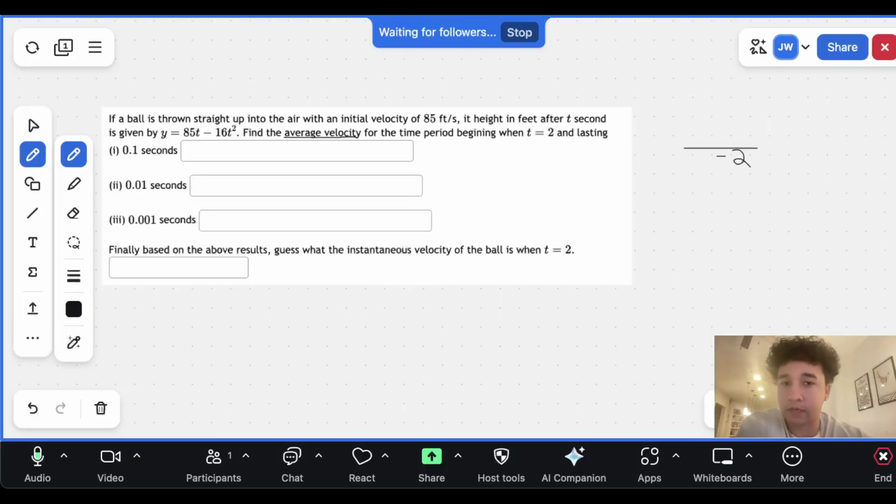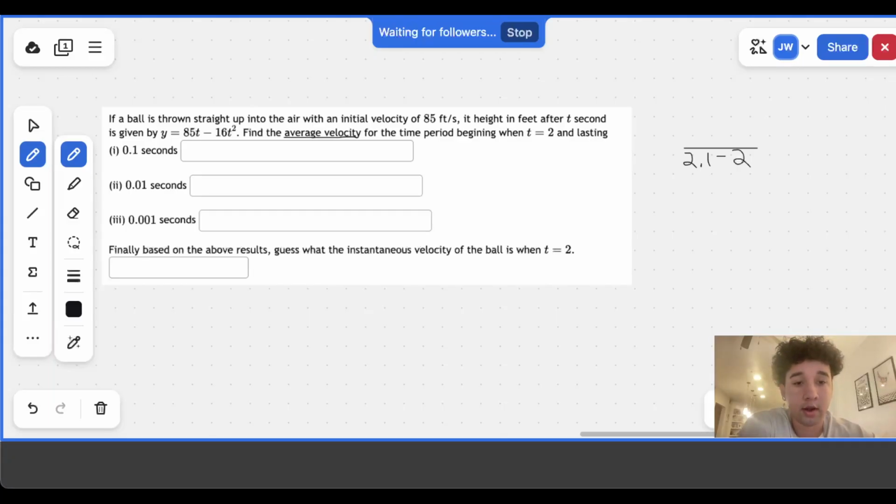And now where's my other x value? If you think 0.1, that would be logical, but it'd actually be a mistake. And the reason why is because if we read this carefully, for the time period beginning when t equals 2 and lasting 0.1 seconds, that means it's basically 0.1 seconds after the beginning of 2 seconds. So it's not going to be 0.1, it's going to be 2.1. And then from here, we're just going to plug in these values, right? We're going to pop that quarter into the vending machine.